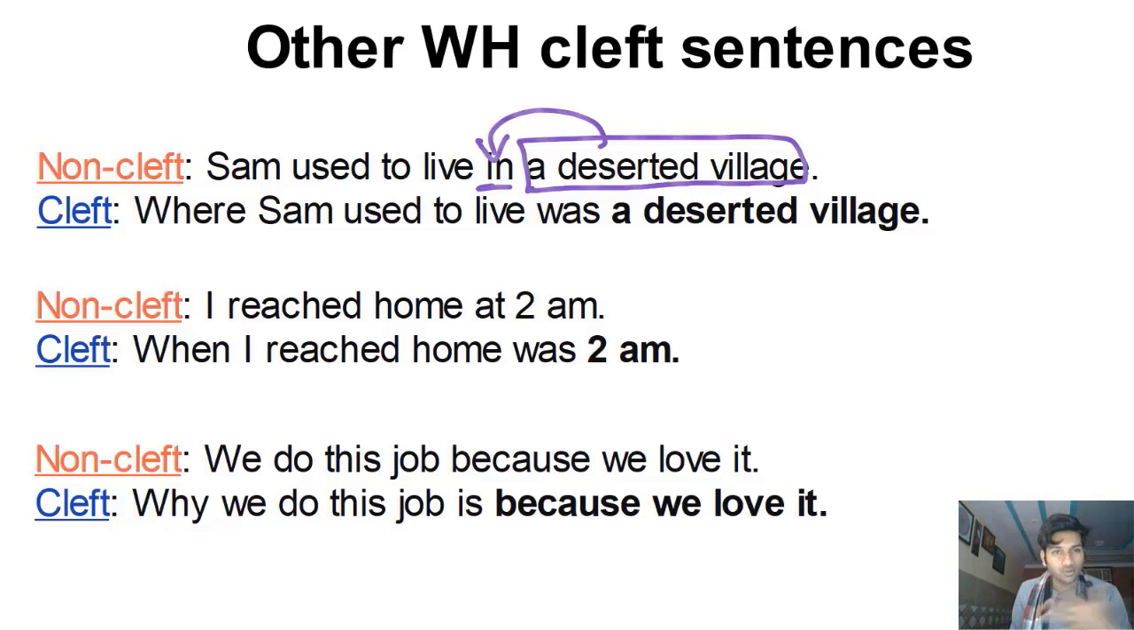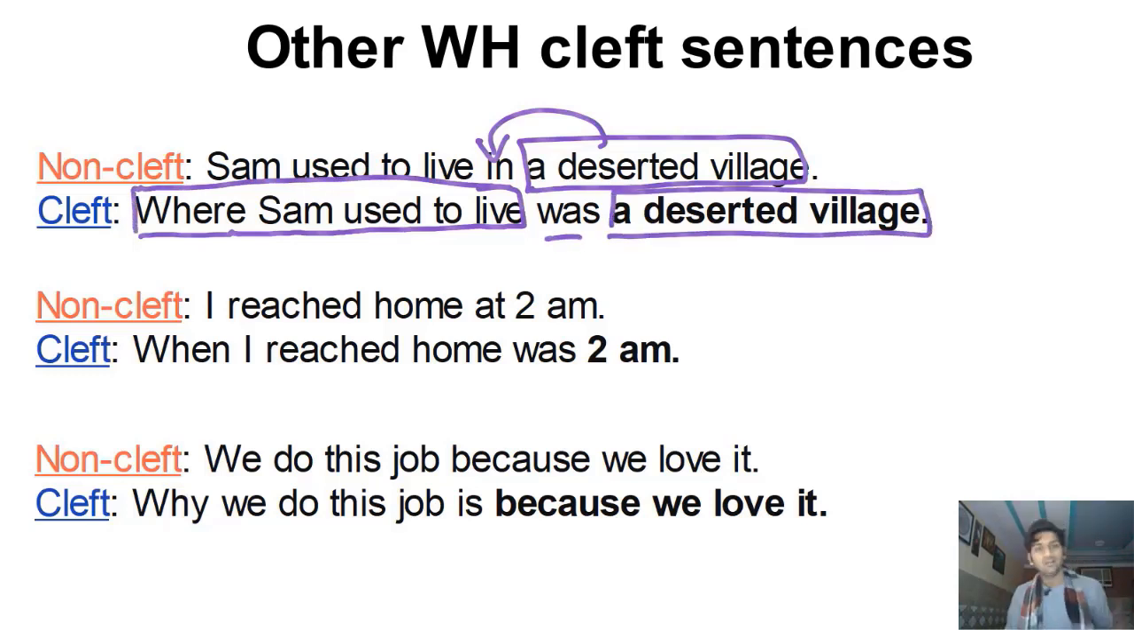So what is known information? Sam is, I think, a guy. So he used to live somewhere, and I want to focus on the place of the action. So I'll say where, because I'm focusing on the place. The conjunction where talks about the place. All right. So where Sam used to live, where Sam used to live was a deserted village. Where he used to live, do you know where he used to live? Was a deserted village. Deserted village, right?